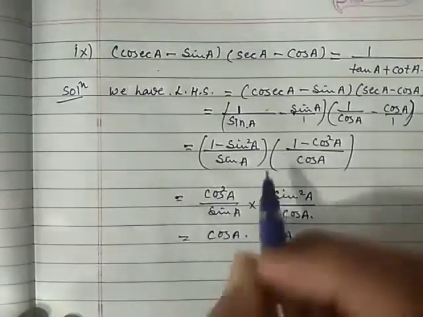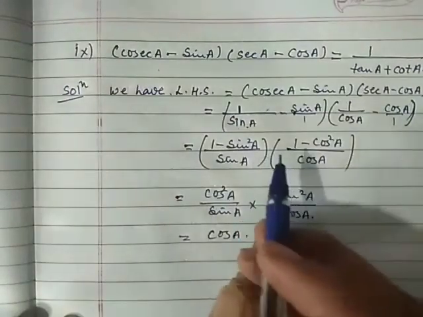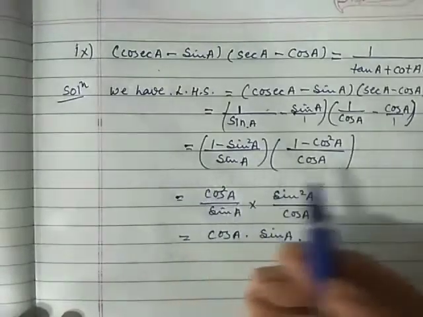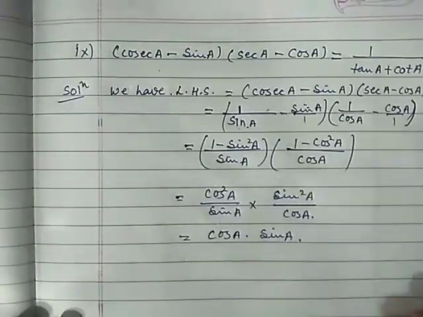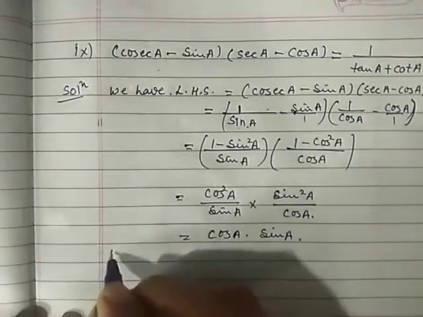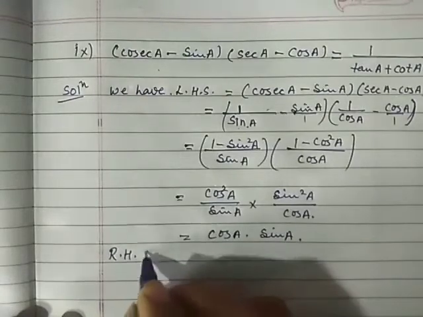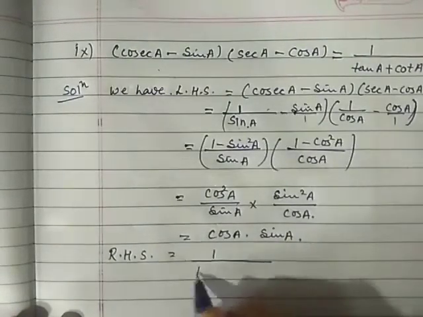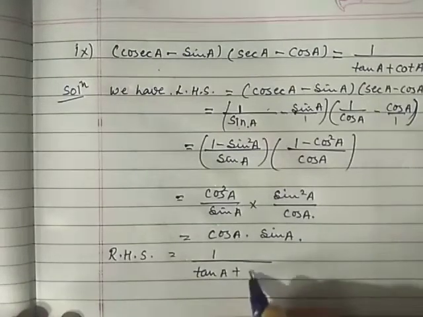Okay, so this is the only question in your exercise which you have to solve by taking both sides, right hand side and left hand side. You can solve it in another way also, but this will be easier for us. So we'll write RHS is equal to 1 by tan A plus cot A.